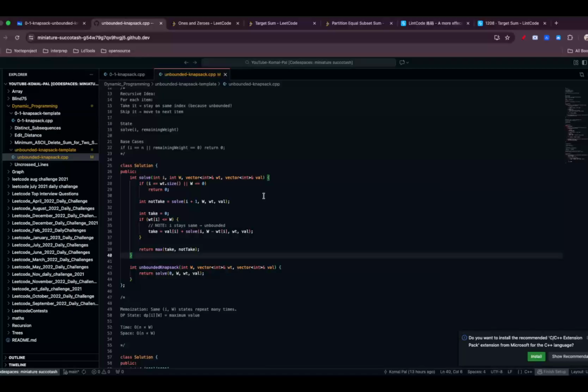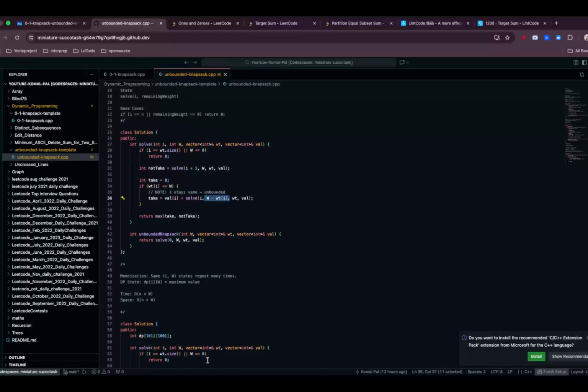Now how do we need to memoize it? Again here index is changing and weight is changing. If you see here, the index is changing and here the weight is changing. Fine. So that's why we need the DP accordingly. Yes, Tuti.